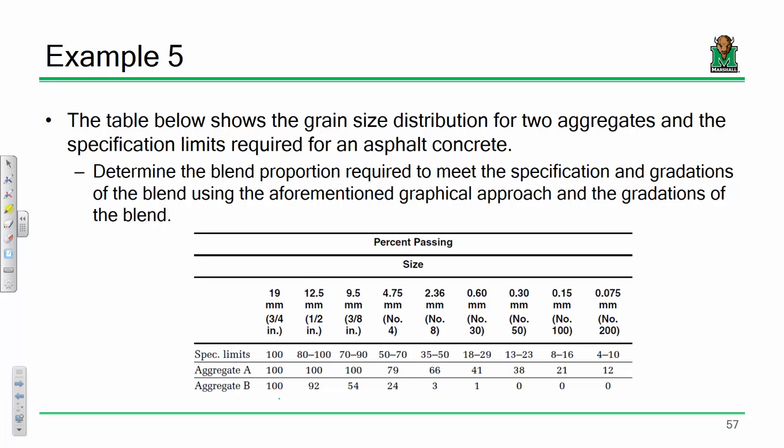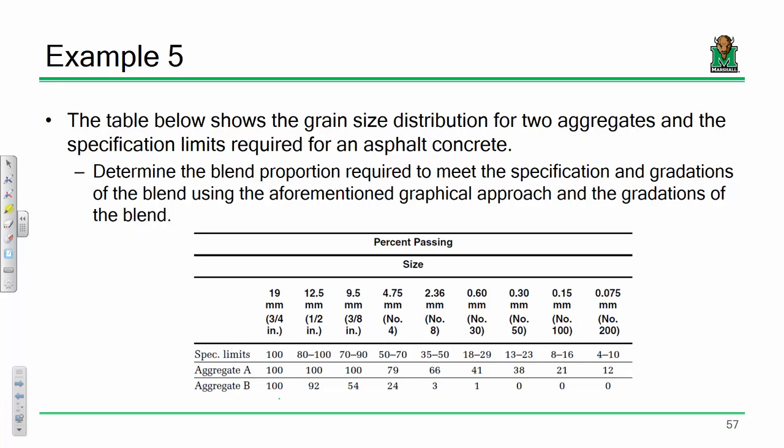All right, so I've got here a specification. So is everybody clear when I say here's the spec limits? These spec limits come from something like ASTM C33 or something similar, that for a given aggregate size, here are the limits that either 80% or 100% must pass somewhere in between for that aggregate to meet the spec. Is everybody okay with that? Okay.